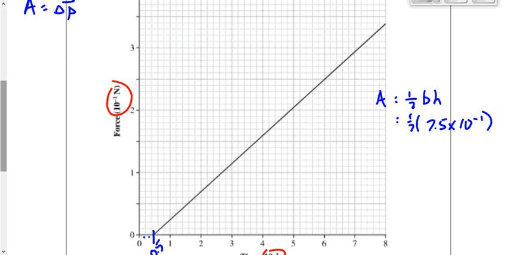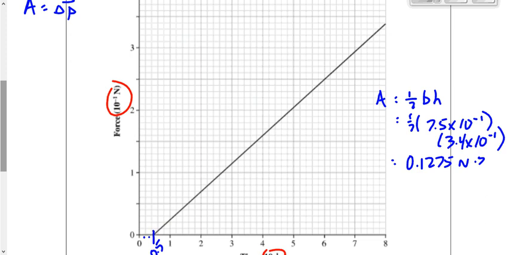You got that? How many people said it was 8? Easy mistake to make. Just watch that. The height goes from 0 to 3.1, 3.2, 3.3, 3.4. So the height we're going to say is 3.4 times 10 to the minus 1, which gives us an area or an impulse of 0.1275. Is that my answer? Bubble that in?